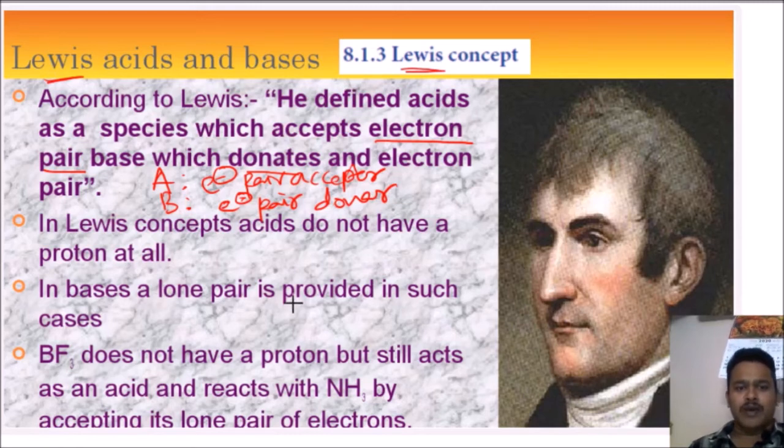A base provides a lone pair in such cases. Lone pair means two electrons on the atom that are not participating in bonding. BF3 does not have a proton but still acts as an acid and reacts with NH3 by accepting its lone pair of electrons. They are showing how BF3 is a Lewis acid. How can we prove it? By a reaction with ammonia.